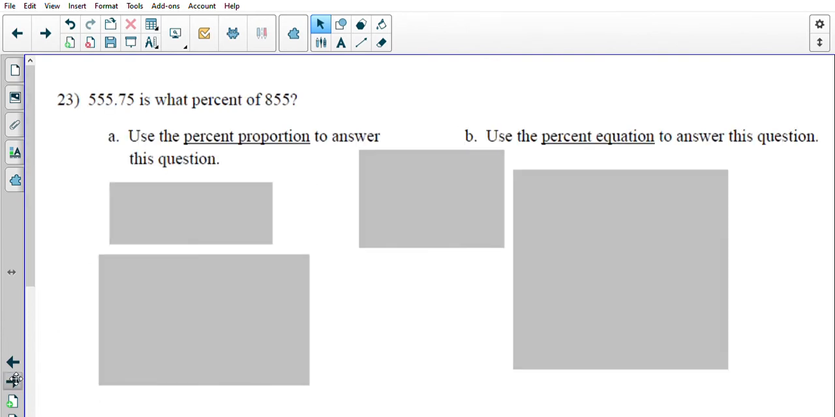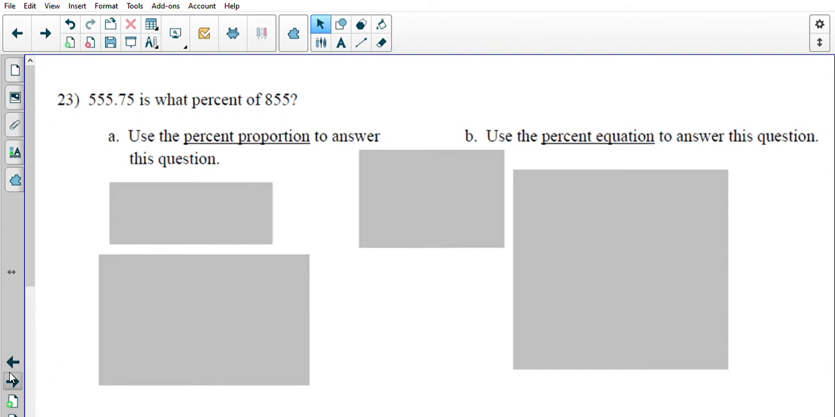All right, for 23, 24, and 25, we're going to solve each of those using the percent proportion and percent equation, and then we're going to compare which one you like a little bit more compared to the other for certain problems. So I would suggest maybe pausing the video, giving these three a try, both A and B, and then come back and we're going to go through them very quickly.